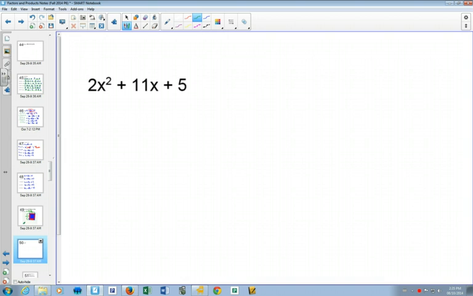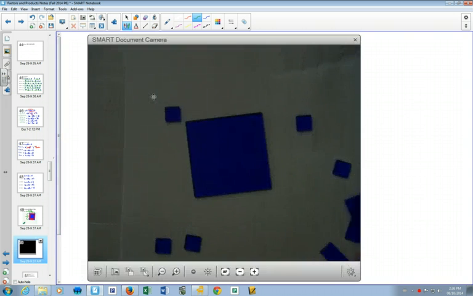You have to know what Algetiles are and how they work, but for factoring, you'll have to factor without them. You need one more blue one, right? You need 11 of those. There you go. And let's put it on screen so everybody can watch.